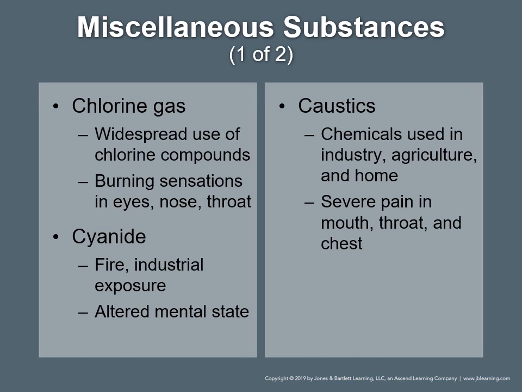Miscellaneous substances. Chlorine gas. Exposure is relatively common because of the widespread use of chlorine compounds in the home and occupational settings. Cases of chlorine gas exposure occur both inside from mixing bleach and other cleaning products and outside the home. Signs and symptoms of chlorine gas exposure are burning sensation in the eyes, nose, and throat, and slight cough. With more intense exposure, you will have chest tightness, choking, paroxysmal cough, headache, nausea and vomiting, diffuse wheezing, cyanosis, crackles in the chest, shock, seizures, and loss of consciousness.